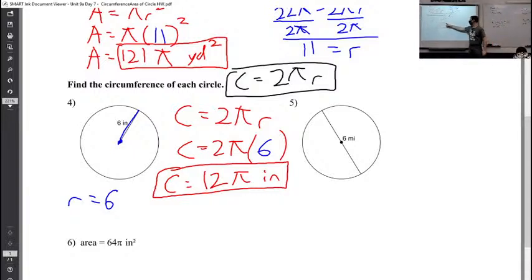Because if you think about the formula, we're taking inches and then multiplying it by 2 pi. We are not ever squaring inches. So it's not going to be inches squared, it's just going to be inches because it's a distance. Areas are going to be in units squared.